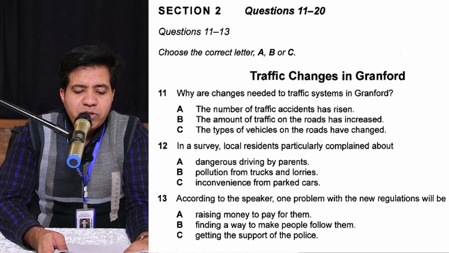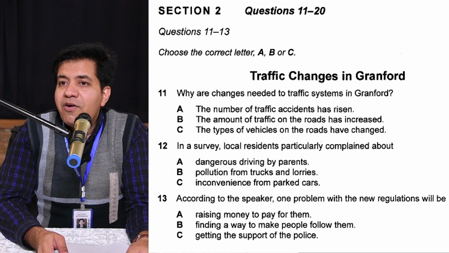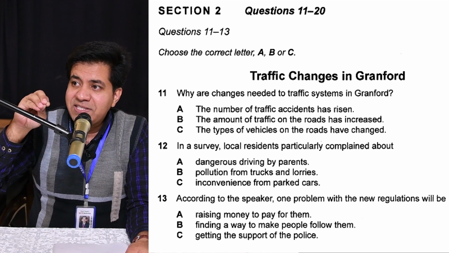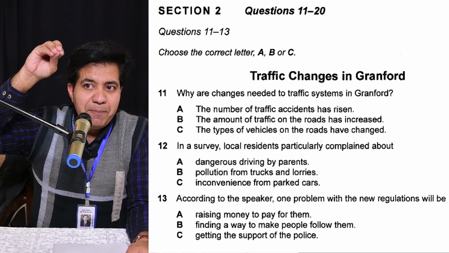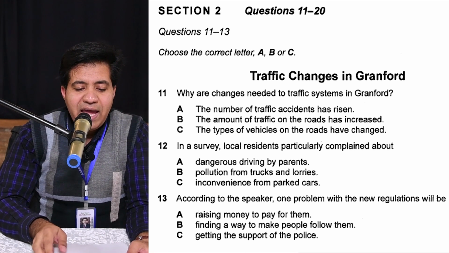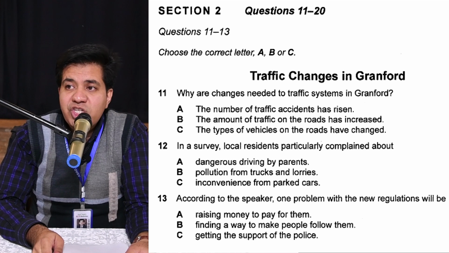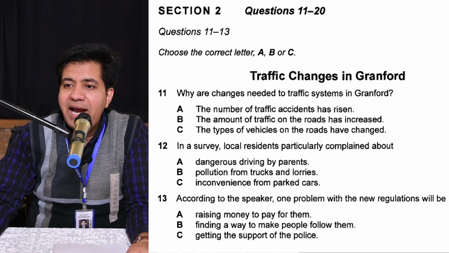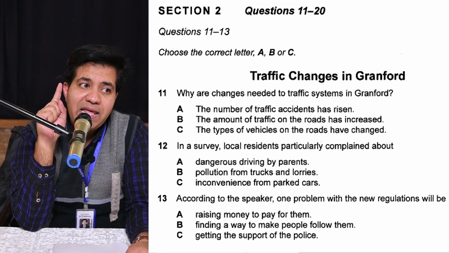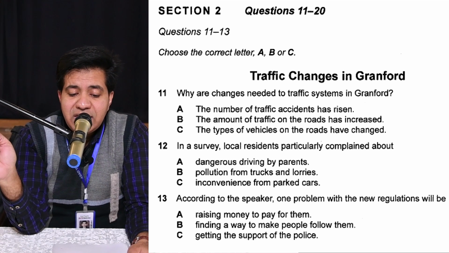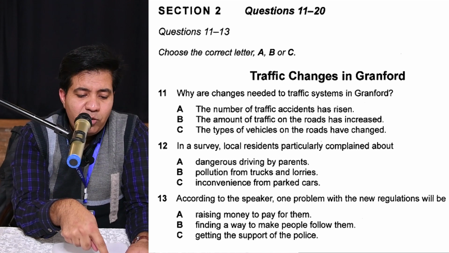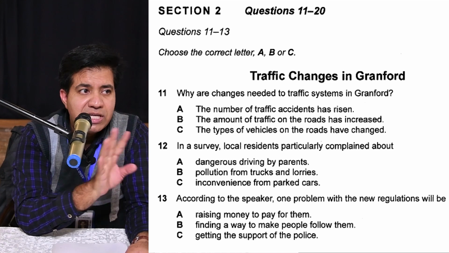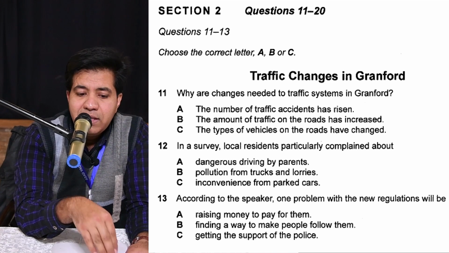Option B, amount of traffic increased. I'm not reading all of it. Amount of traffic. A is traffic accidents increased. B is amount of traffic increased. And C is type of vehicles changed. Now they have trucks and lorries and this and that and all that. So it's types of vehicles. And again, I'm telling you, why are changes needed to traffic system? So they will tell you, well, that is for the time being. If they tell you one option, they say that is for the time being, then changes are not needed because of that very thing. Okay.